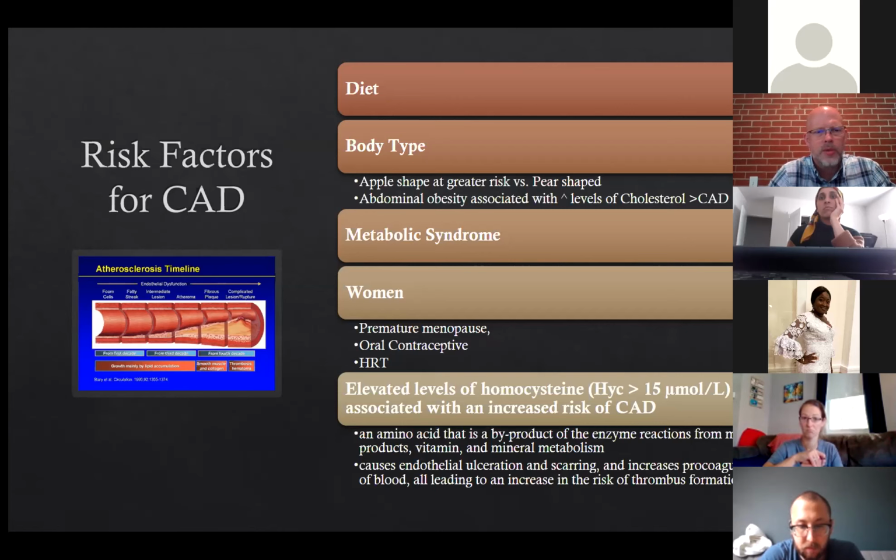Metabolic syndrome, sometimes called prediabetes. Anybody heard of this particular disorder? This is someone who is obese, has impaired glucose metabolism. We know that's associated with CAD. Women who have premature menopause or take oral contraceptives or are on hormone replacement therapies are more prone to heart attacks. And one of the newer levels that we're starting to look at is homocysteine. We know that these levels are associated with an increased risk for coronary artery disease.